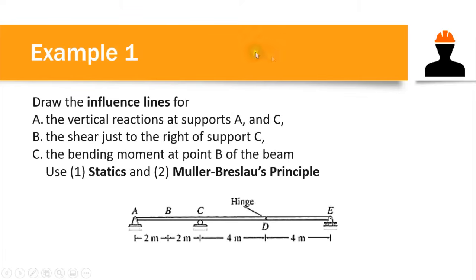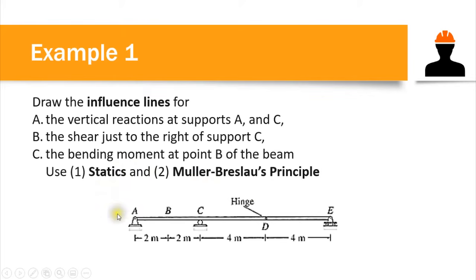So we have this first example here. This is our beam, and we are asked to draw the influence line for the vertical reactions at support A and C, the shear just to the right of support C, and the bending moment at point B of the beam. We are asked to solve these using, number one, statics or equilibrium equations, and number two, the Muller-Breslau's theorem or principle.